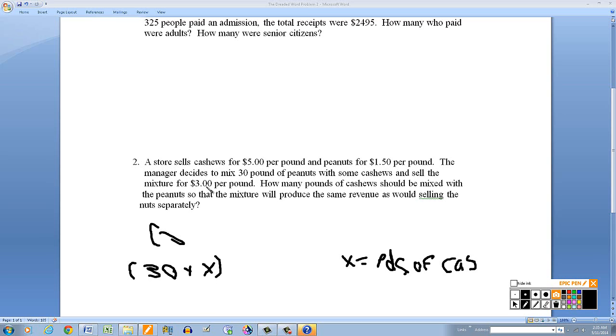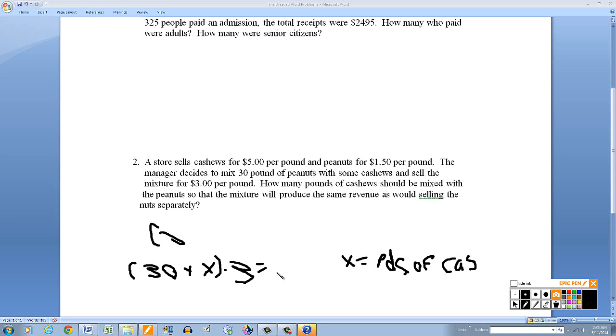And this will sell for $3 per pound. So multiply this by 3. Number of pounds times the price per pound will give us the revenue. Okay, so what do we want? We want this to equal the same revenue as would be selling the nuts separately.